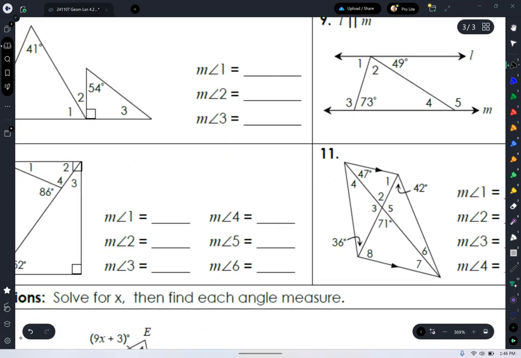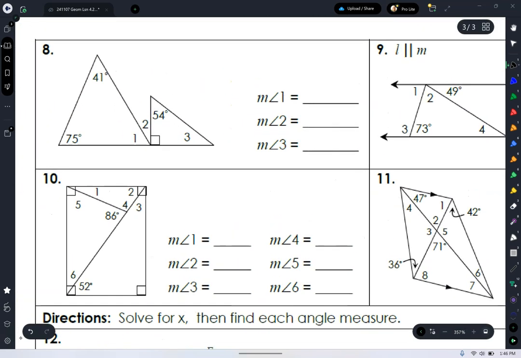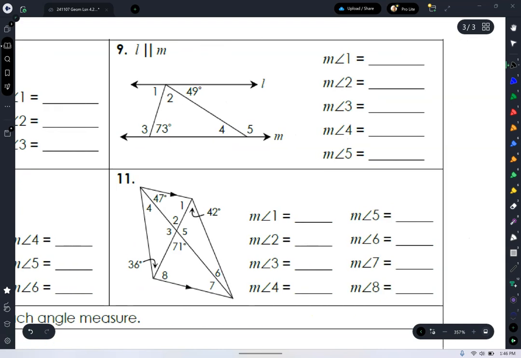So let's go to number 8. However you want to notate this on your paper, I'm going to give you this hint for number 8. That's my hint for you for number 8. For number 9, I'm going to tell you that the measure of angle 1 is 73 degrees. That should help you out pretty significantly. Measure of angle 1 is 73 degrees.